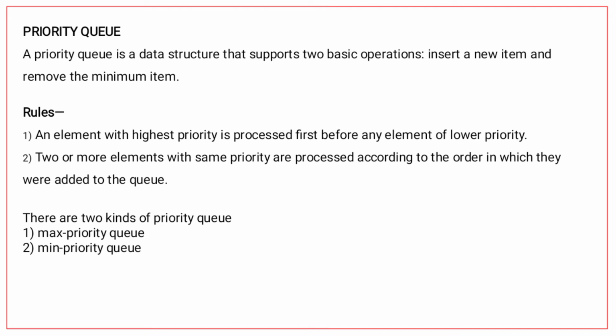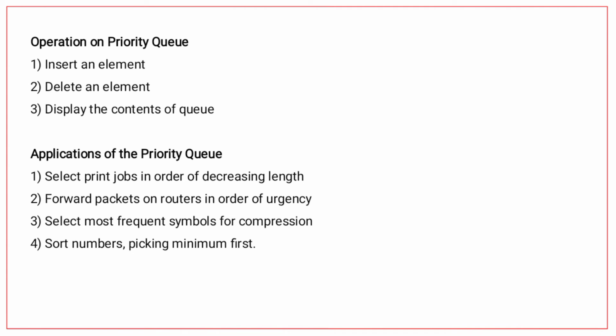What are the operations on priority queue? Now, first operation of priority queue is insert an element, second operation is delete an element, and third operation is display the contents of queue.